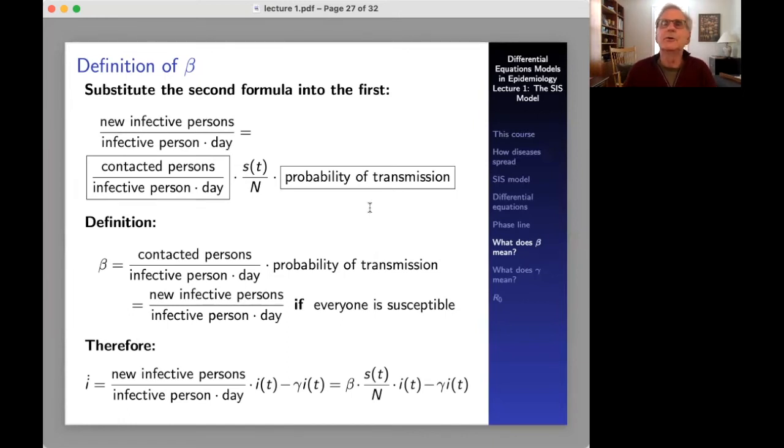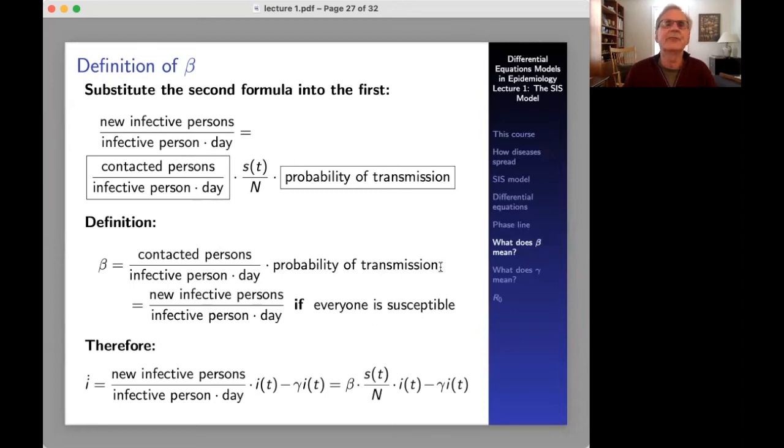So now, using that formula, we're going to define a number beta. And I'm using beta for this number because it's going to turn out to be what our previous beta was. Beta is going to be this expression times this expression. In other words, the part here that doesn't change with time as the number of susceptibles in the population changes with time. So beta is contacted persons per infected person per day times probability of transmission.